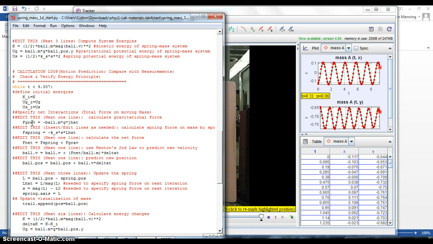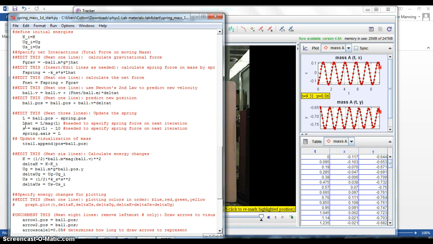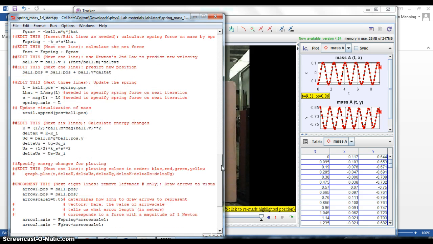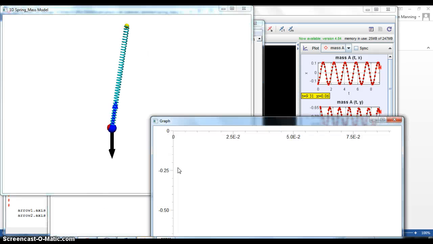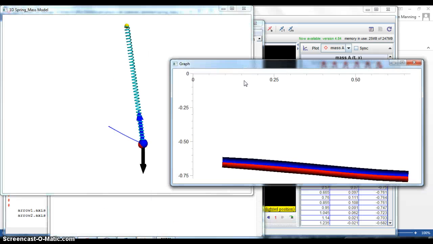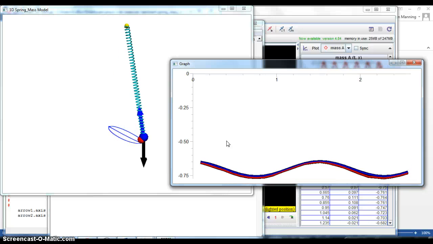We insert the gravitational force, the spring force, the net force, the velocity of the ball through Newton's second law, and the position of the ball found by using the velocity of the ball previously from Newton's second law. We insert the L hat and S values one more time, and we also insert the energy equations used to find delta E one more time. Now, when we run our coding, we see that the blue ball, the model data, is almost identical to the red data, which is what's given to us through our tracker.